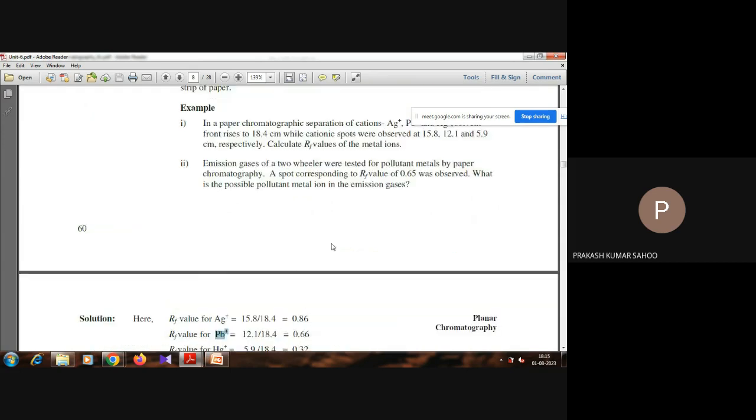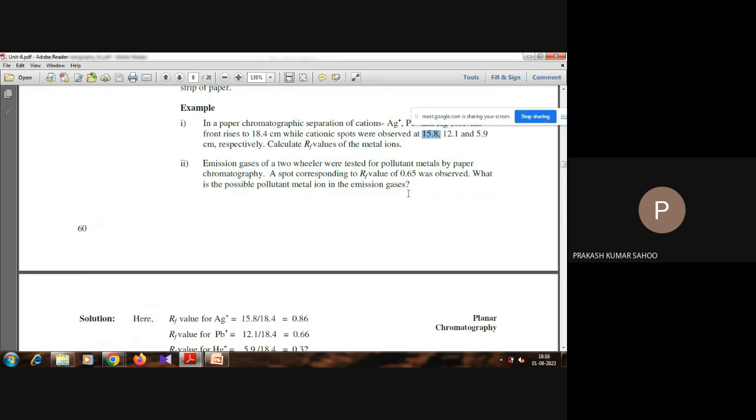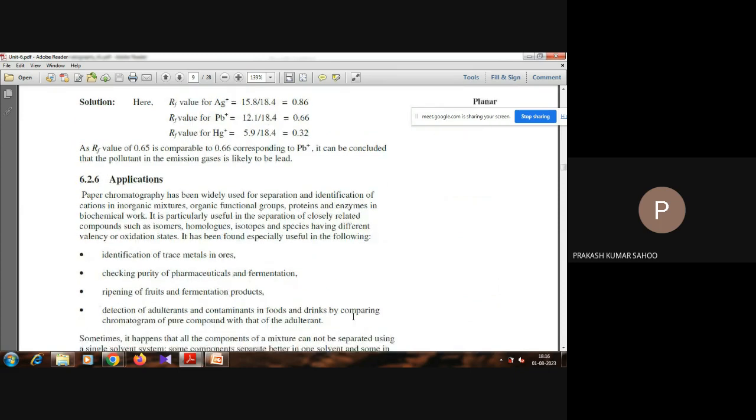So this type of problem you may face, where you have to calculate the Rf value from the distance traveled by the mobile phase. The solvent is 18.4. This is the mobile phase, and the components or pollutants travel distances of 15.8, 12.1, 5.9. You have to divide these individually, and by comparing the Rf values with the known Rf values of the components, you are able to conclude what type of pollutant the gas has.